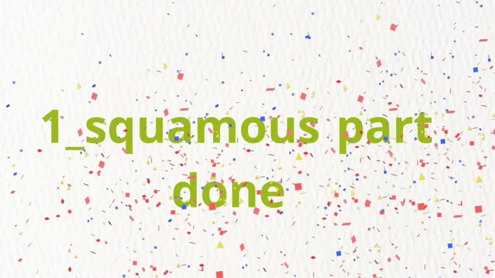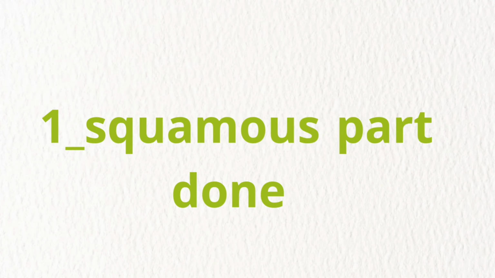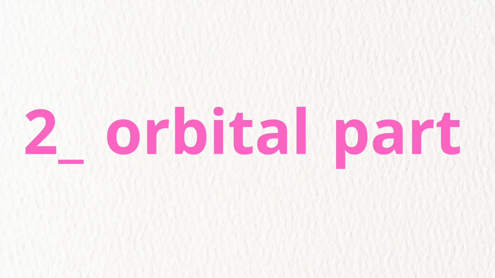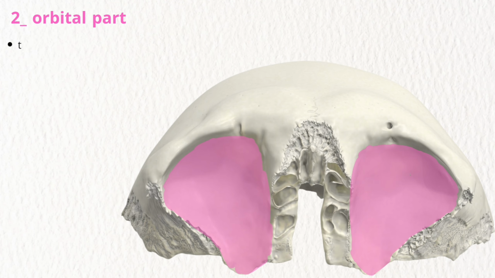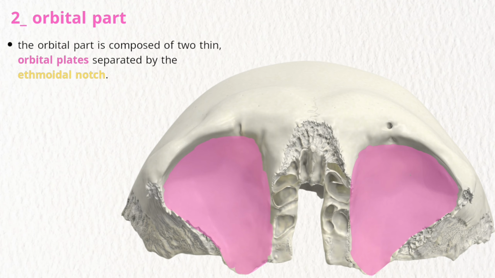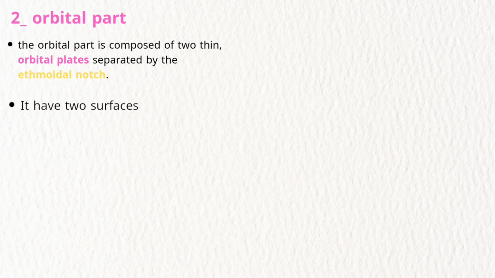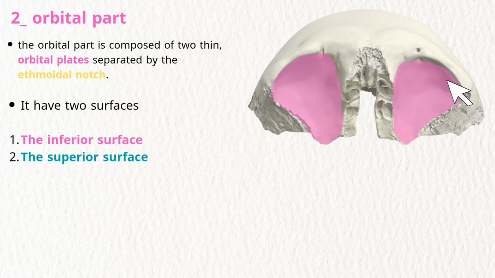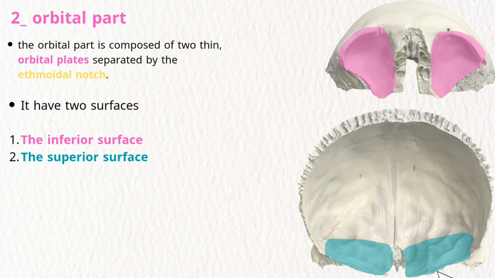Now we have completed the largest part of the frontal bone, but still have 3 parts remaining. 2. Orbital part. The orbital part is composed of 2 thin orbital plates separated by the ethmoidal notch. It has 2 surfaces. The inferior surface forms most of the roof of the orbit, and the superior surface forms the greater part of the floor of the anterior cranial fossa.